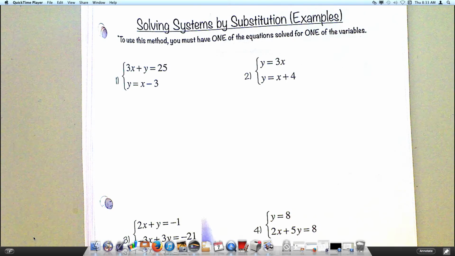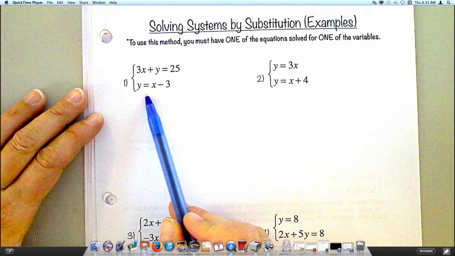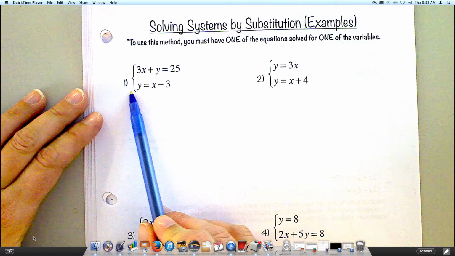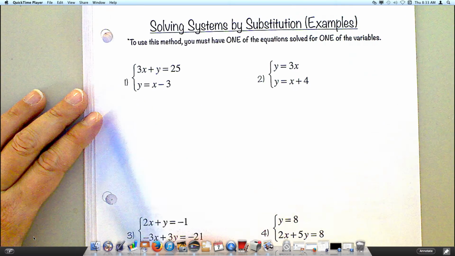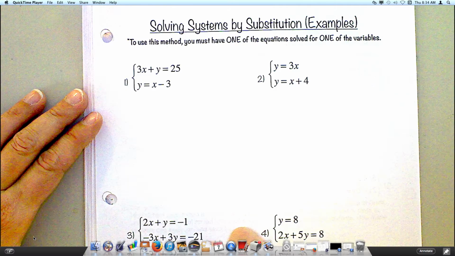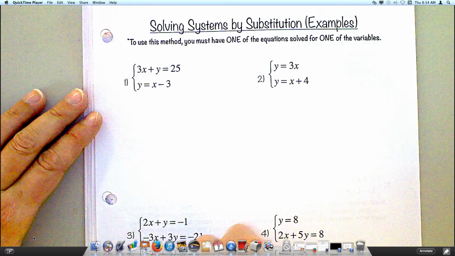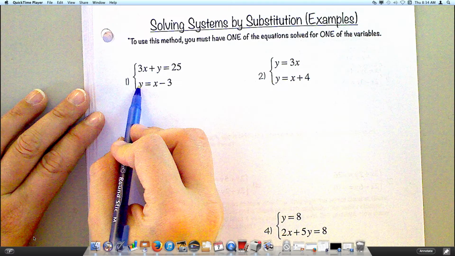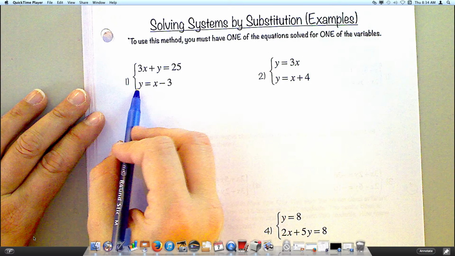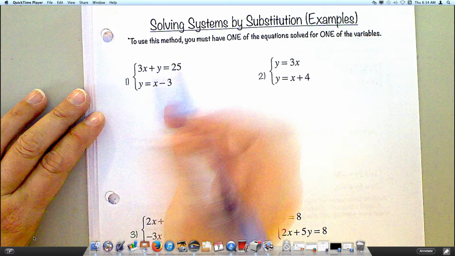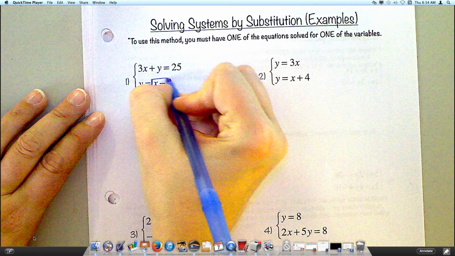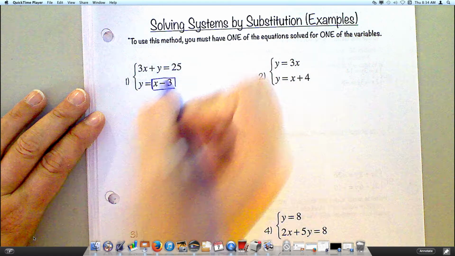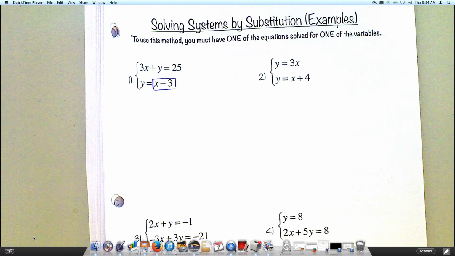And sometimes it's nice, like number 1. See how number 1 already has y by itself? Then you don't have any work to do to get started. Okay, you can just jump right into doing substitution. Here's the key to substitution. When you have y by itself, you're saying that y is the same thing as x minus 3. Okay, do you agree with me? That's what y equals x minus 3 says, is y is the same as x minus 3.